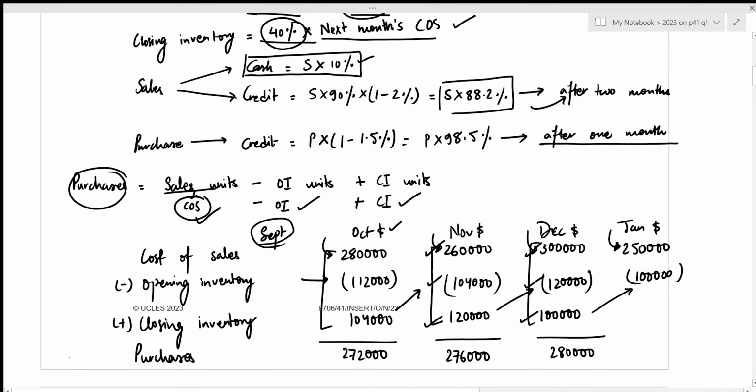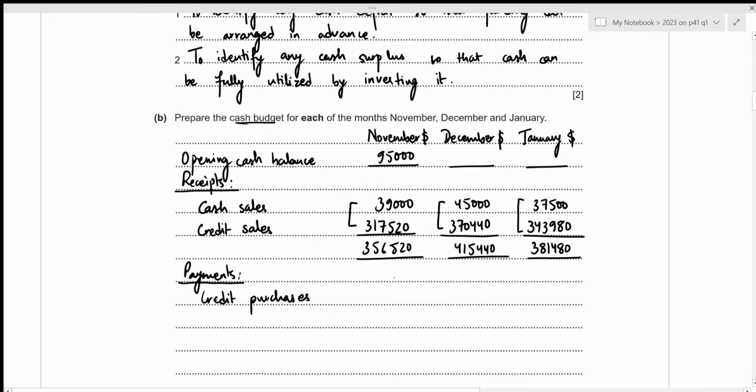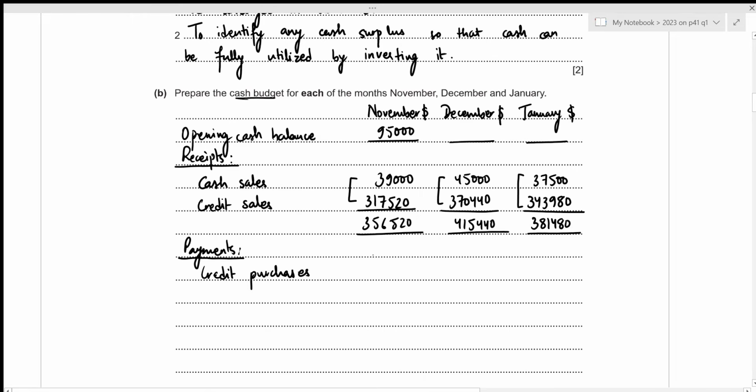And remember, this is the credit purchases, right? So the payment will be made after 1 month, and the payment made will be purchases amount multiplied by 98.5%. Now we are trying to figure out the payment made for the credit purchases, right? So the payment made in the month of November will be for the credit purchases made in the month of October, and we need to multiply this figure by 98.5%. So that will just be 272,000 times 98.5%, which results in 267,920.